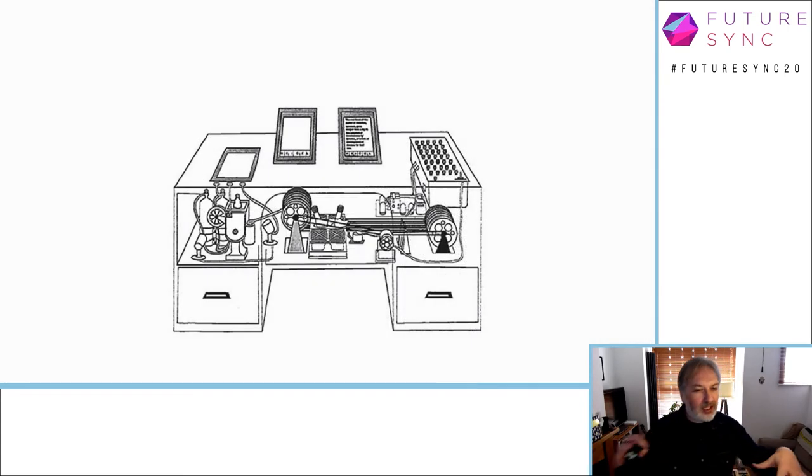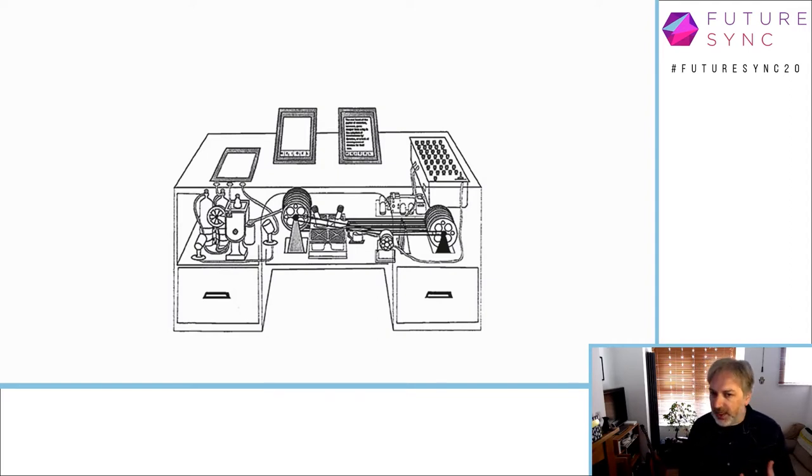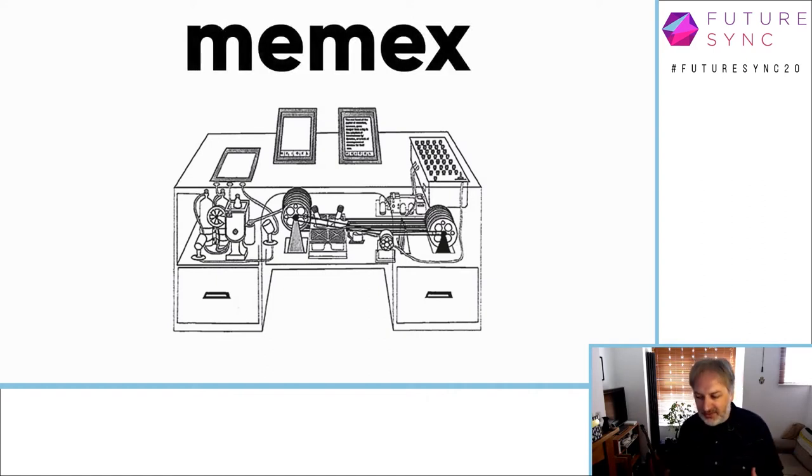He describes this analog device that's built into a desk, and it uses microfilm, and it allows the user to pull up information stored on the microfilm, but also to connect ideas, to connect different bits of information, to leave associative trails, right? So this is very much like the idea of hypertext before the word hypertext really existed. And this was definitely an influence on Tim Berners-Lee, I'm sure of it. This device that Vannevar Bush talked about in this article, he called it the Memex.